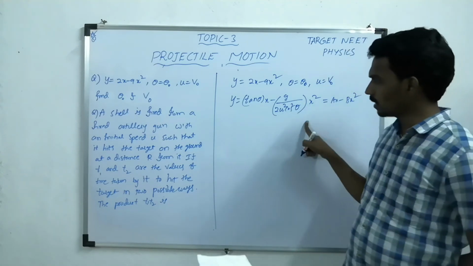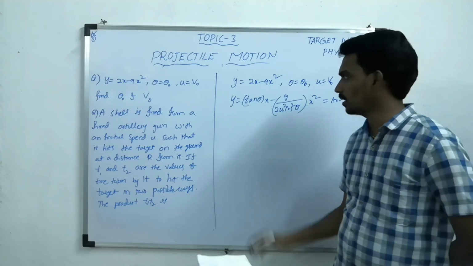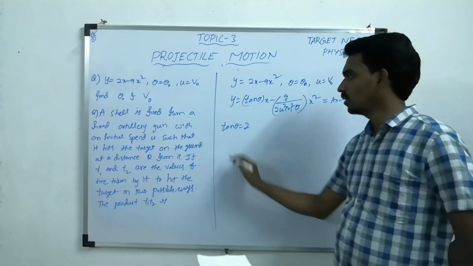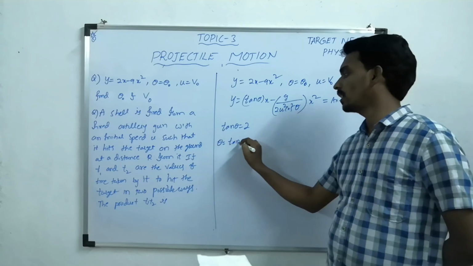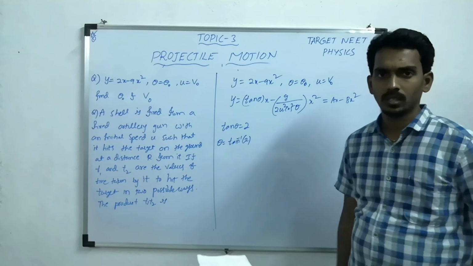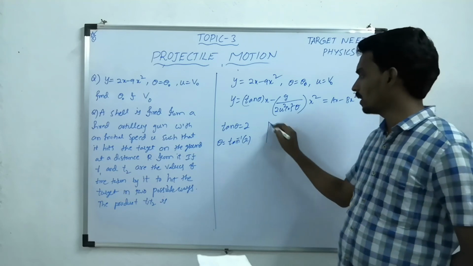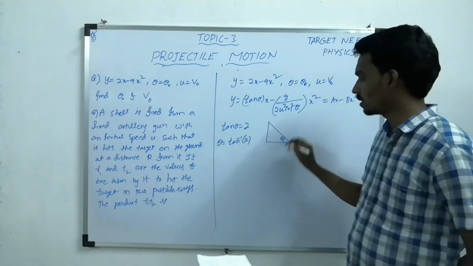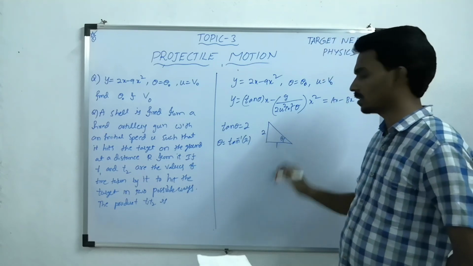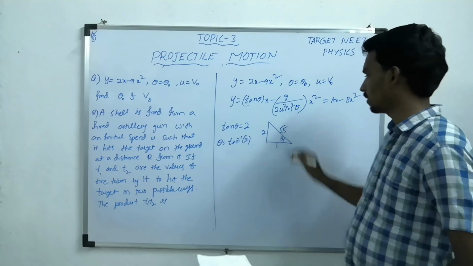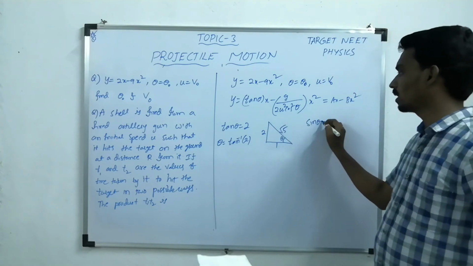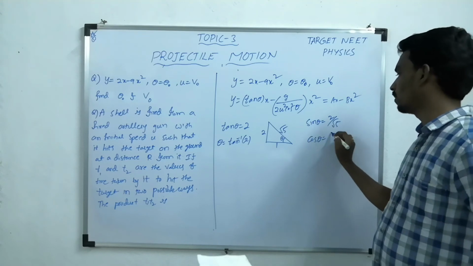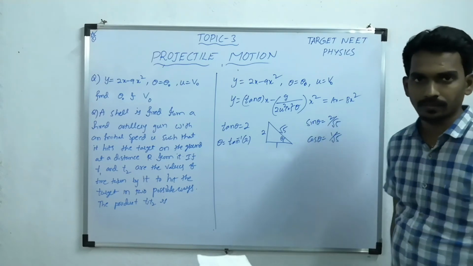If you take this equation and compare with the given equation, in place of tan theta, what is there? 2. Then theta will become tan inverse 2. Sometimes they may also give it in terms of sin or cos. Then how can you convert it? Tan theta means opposite by adjacent. Then the hypotenuse will become root 5. The corresponding sin theta will become 2 by root 5 and cos theta will become 1 by root 5.